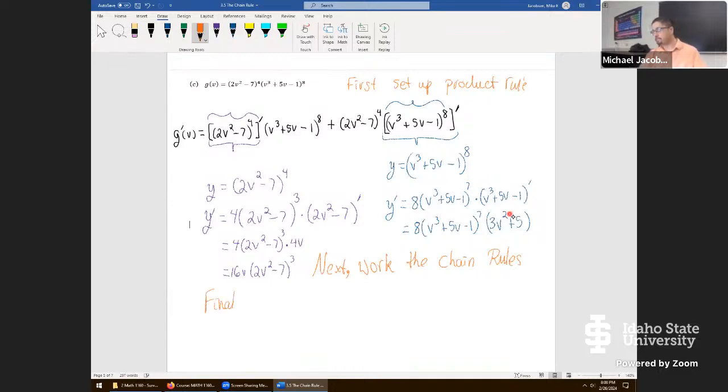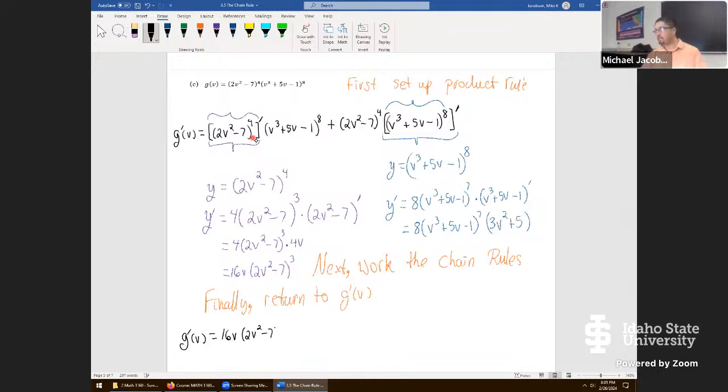Finally, return to G prime of V. We're going to make two big substitutions, and here's how it looks. G prime of V is going to be equal to, in this position, it's 16V.